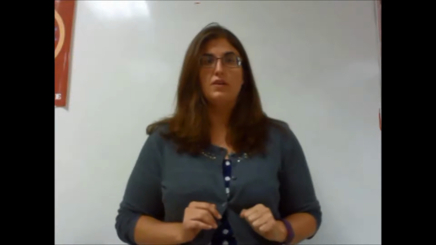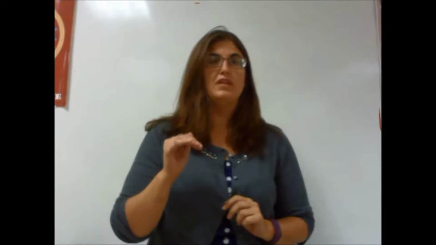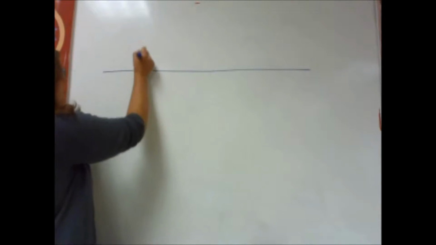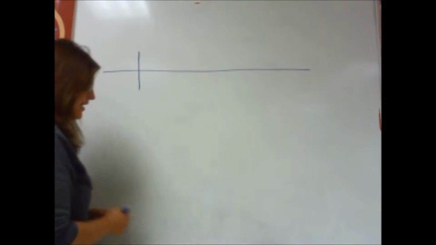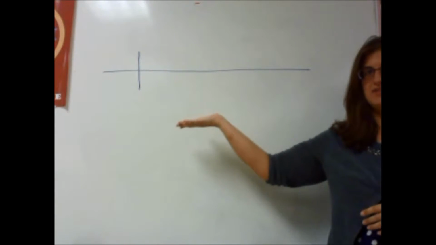So the first thing you need to do if you want to do a one-step dimensional analysis conversion is you need to draw your table. The way that we do that is we draw a long horizontal line and then we draw a vertical line at the end. So it will look like this.